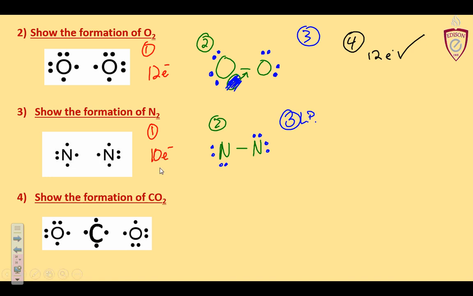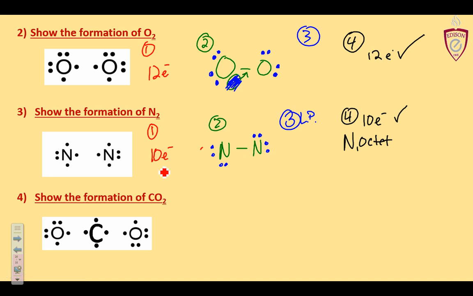I know that's part of my check. Let's count them again: 2, 4, 6, 8, 10. 10 electrons total. That's our first check. Now let's check for the octet. So nitrogen 1, the first nitrogen on the left-hand side. Let's do this in a different color.